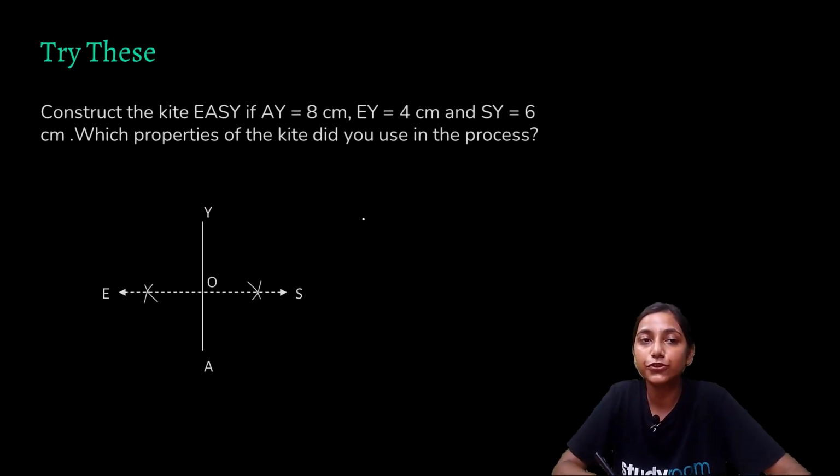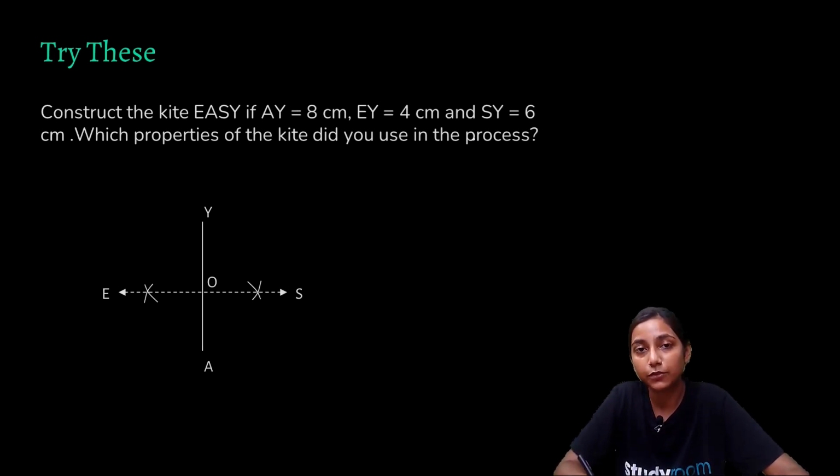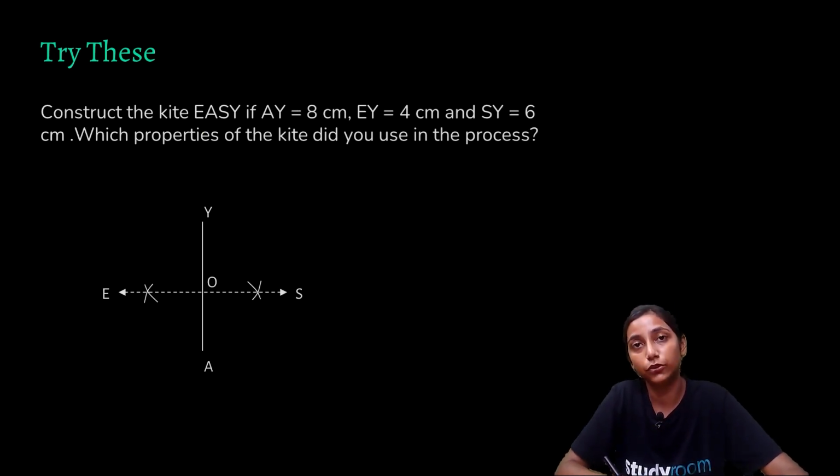Now we have this question to try, and in this question we need to construct a kite EASY, and we're given the measurements of AY, EY and SY. We are further asked which properties of the kite we used in this process. Even if we are given fewer than 5 measurements, we know that this is a special quadrilateral. This is a kite, so it's very important first of all that you focus on what type of quadrilateral is given to you, especially in those cases where we are given fewer than 5 measurements.